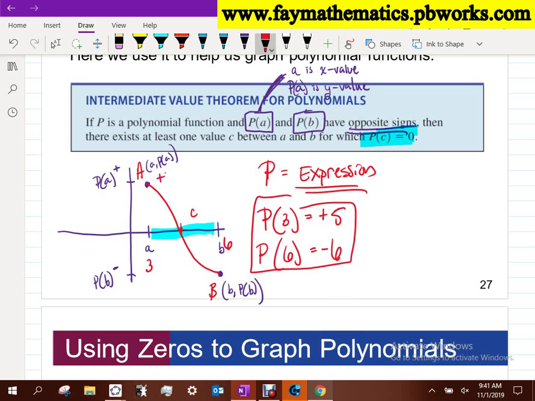If that gave me positive 5 back there and negative 6 back there, I'm guaranteed between that 3 and that 6 that there's going to be a 0 somewhere. That's what the intermediate value theorem gets at. Do you guys think that's kind of obvious? That's kind of simplistic, right? But when I read that statement initially without the picture, I don't think it's that obvious. I think there's a lot of terminology, a lot of notation in there that kind of throws us off.